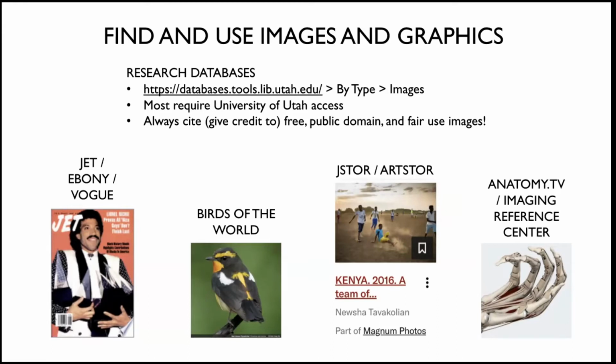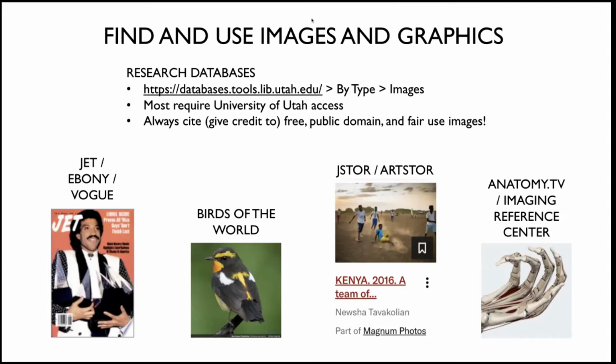I have examples here. Digital magazines are a fantastic way to find visual imagery from historical magazines. I have just a few examples here: Jet, Ebony, and Vogue, and we have a lot more. Birds of the World, really fantastic for those of you who are into ornithology and want images of birds.